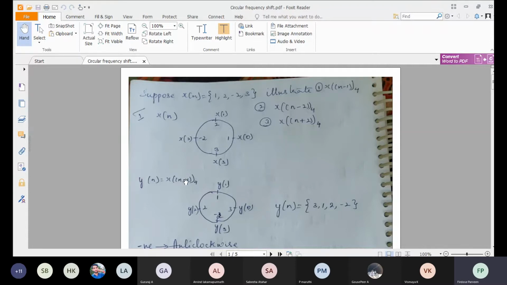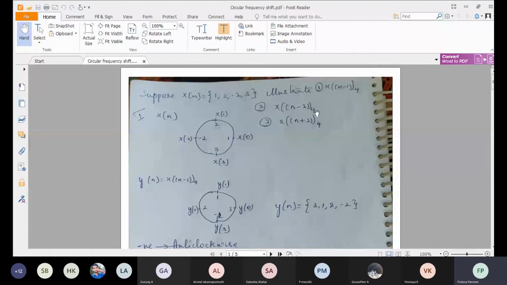So what it is, minus 1. Minus means in anti-clockwise direction we are shifting by 1 position. Got it understood? So with 1 position in anti-clockwise direction I am shifting it. What is the resultant sequence you'll be getting? You'll be getting 3, 1, 2, minus 2. That is y of 0, y of 1, y of 2, y of 3.